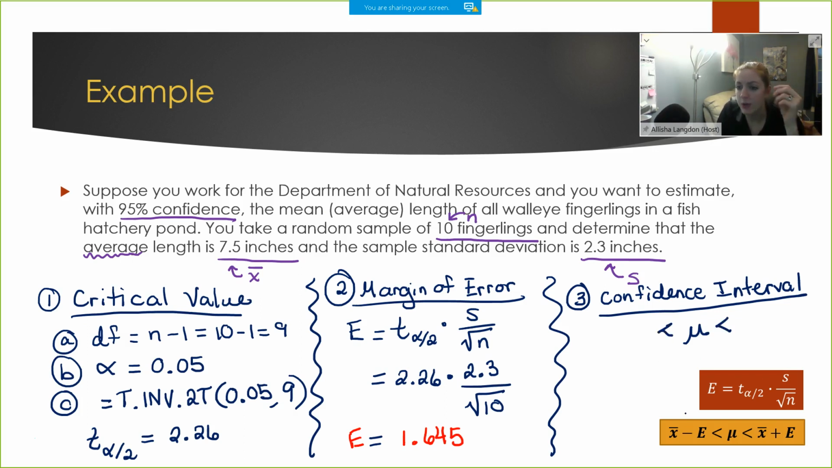To do that, what we're going to do is take our X bar, and our X bar is 7.5, and we're going to subtract our margin of error. Our margin of error is 1.645. That's going to be our lower limit.